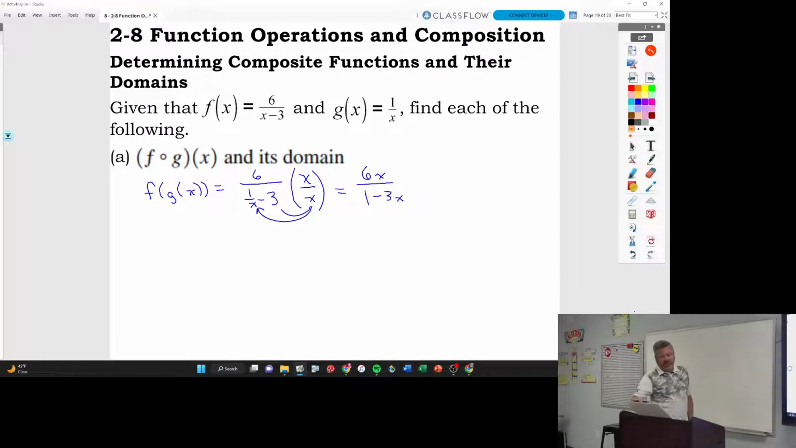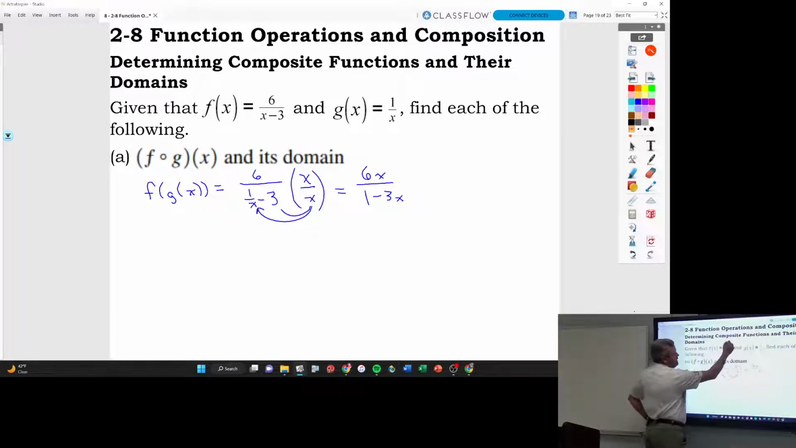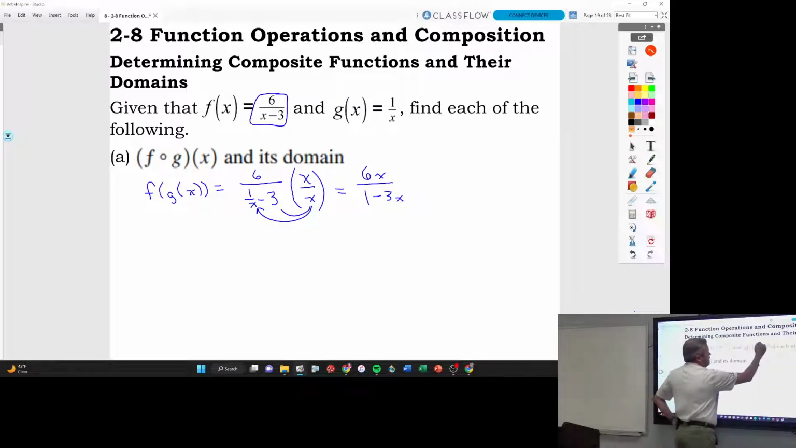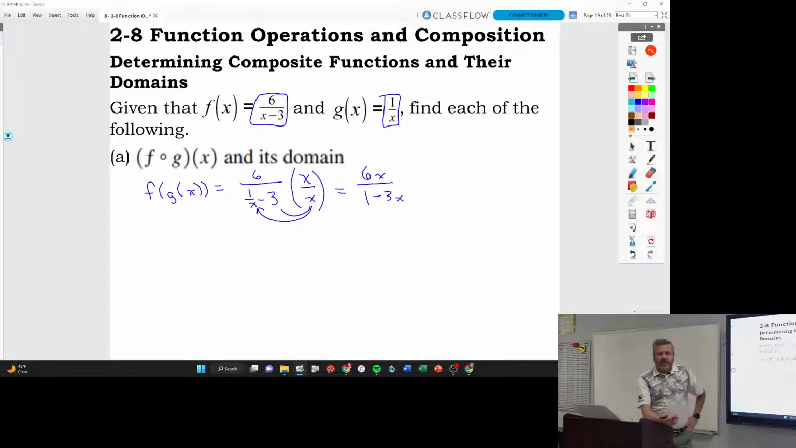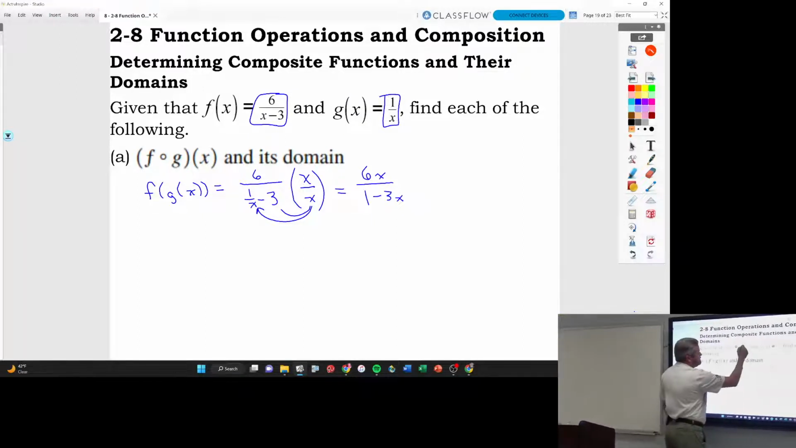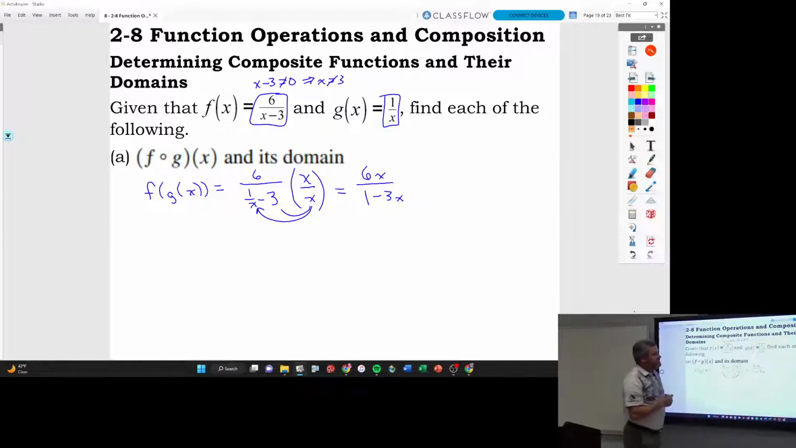So that is the value of f of g of x. And we need to talk about the domain. One thing you want to do is go to the very beginning. In this particular problem, because I'm using both f and g, I want to look at my original problem here. And remember, you can't divide by 0. So by looking at this first one, x minus 3 can't be 0, which implies x cannot be 3 by adding 3 to both sides.